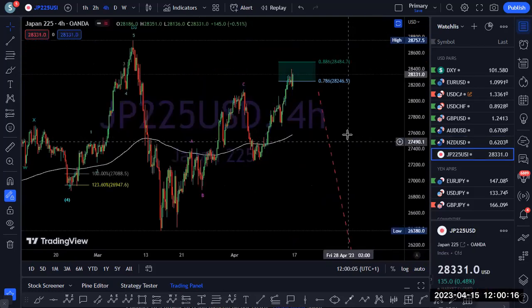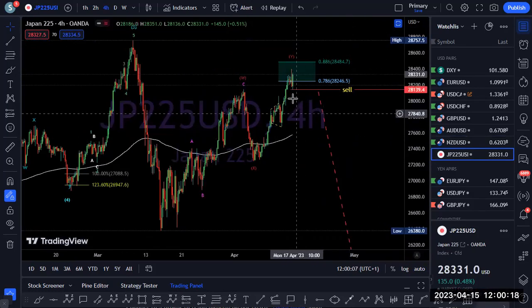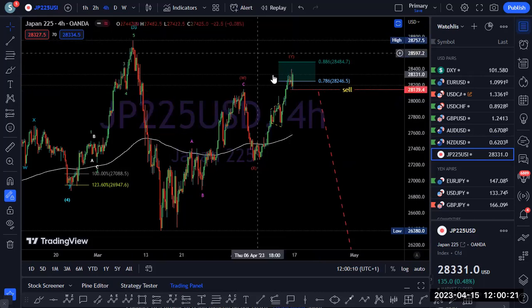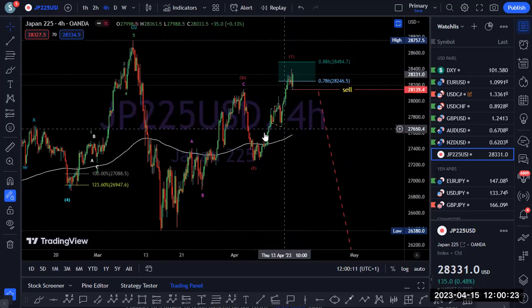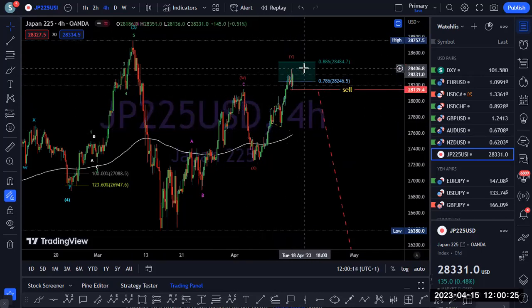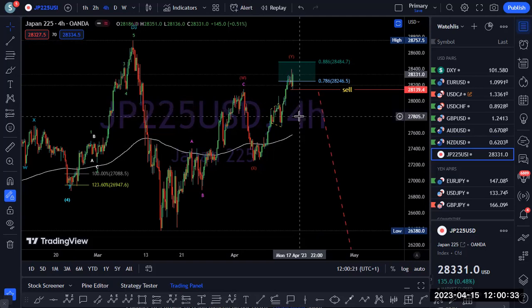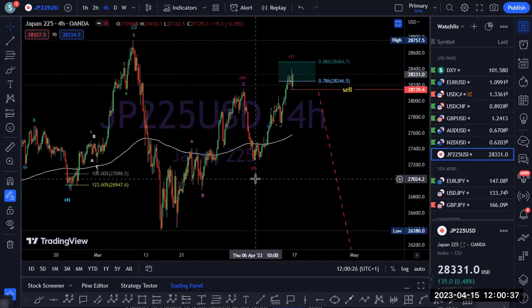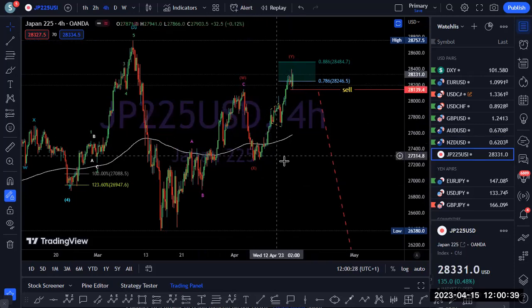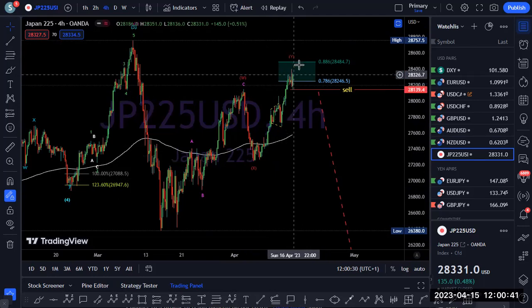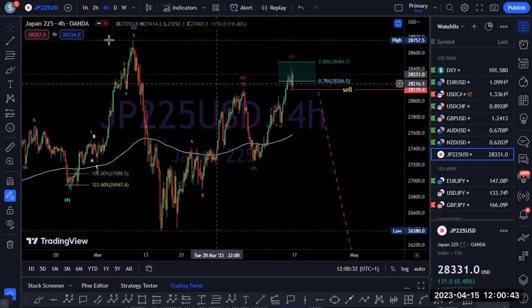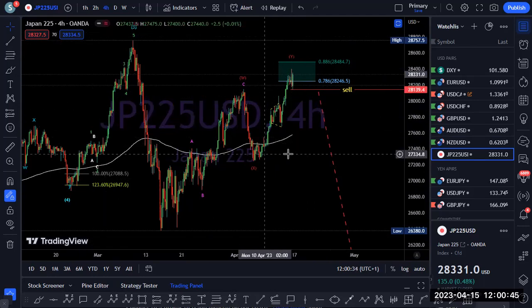JP225. I didn't expect this new high. You know, if you're making analysis, you always have something in mind. I mean, you always have a projection based on what you see on the chart. And what you see on the chart can change anytime. I didn't expect this new high, but it has happened. So after that, what next?